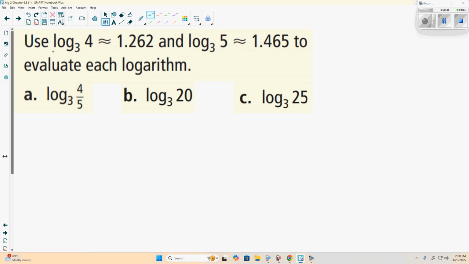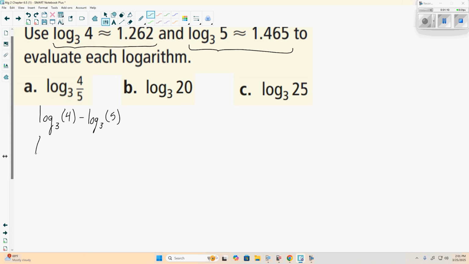Now they told us that log base 3 of 4 is approximately 1.262, and log base 3 of 5 is approximately 1.465. And we're going to use these to be able to evaluate each one of these here. Now the first one, log base 3 of 4/5, well, we can rewrite this using our quotient property as log base 3 of 4 minus log base 3 of 5.